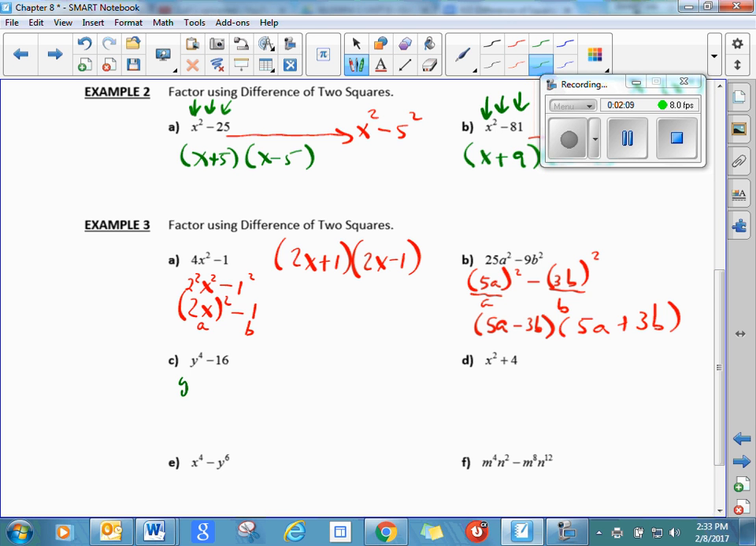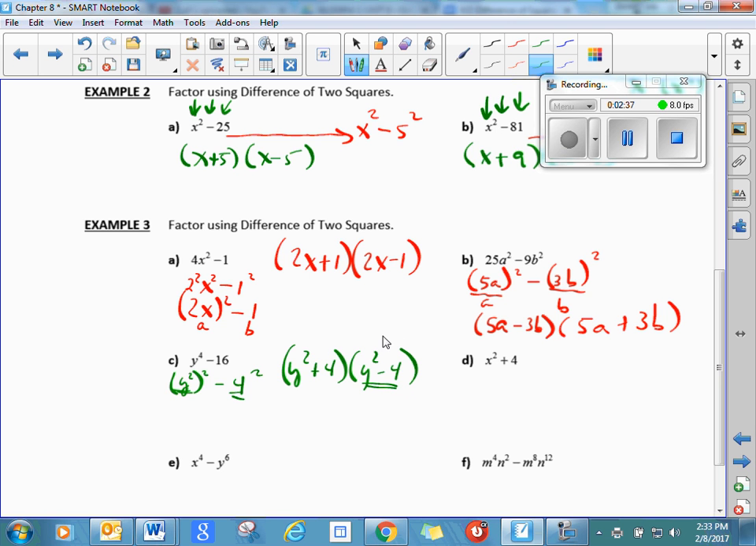Coming down here, now we're getting into ones that might end up having double factoring. I can see this as y squared minus 4 squared. So this is my a and this is my b. I can say y squared plus 4 and y squared minus 4. Now here's where the trick comes. You have another difference of two squares that you've just created.